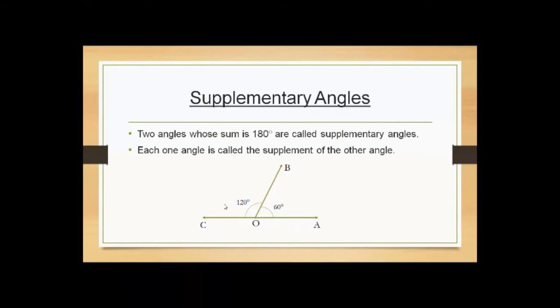So two angles whose sum is 180 degrees are supplementary angles. Each angle is the supplement of the other angle, meaning the supplement of 60 degrees is 120 degrees, and the supplement of 120 degrees is 60 degrees.